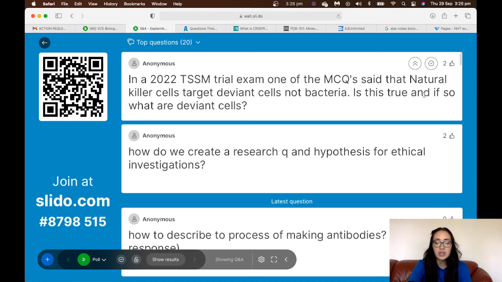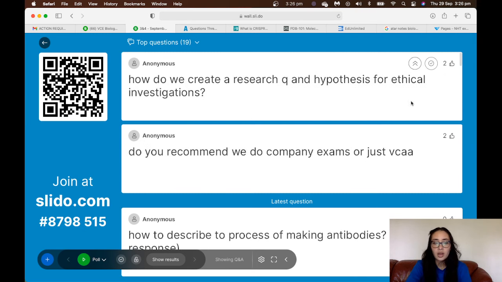Natural killer cells target deviant cells, not bacteria. Deviant cells are cells which have been invaded. Cytotoxic killer cells usually kill cells which are infected. It's kind of similar. So deviant cells are cells which have been infected and they're no longer behaving in a normal way. You won't really get any ethical investigations anymore.